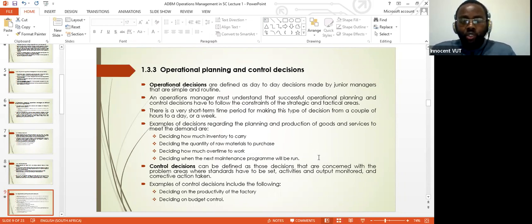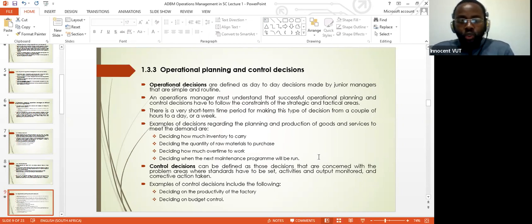We also have control decisions. These can be defined as those decisions that are concerned with problem areas where standards have to be set, activities and output monitored, and corrective action taken. So it's operational planning and control decisions. So it's two. We've looked at operational decisions, and now these are the control decisions.